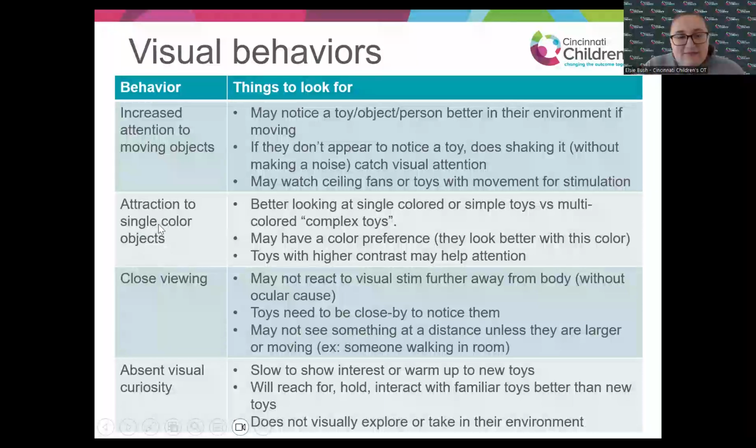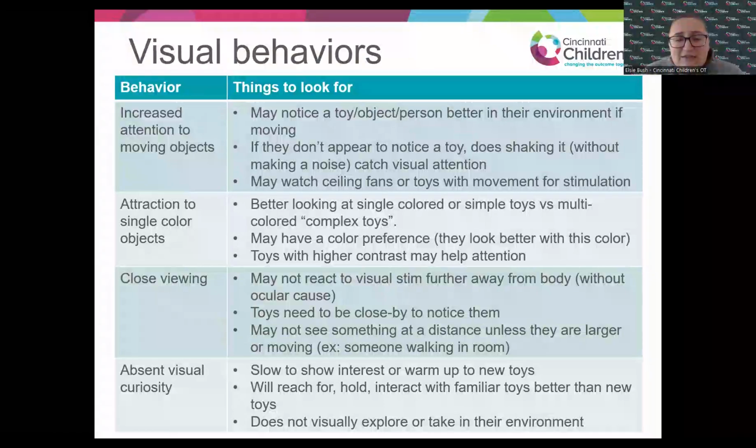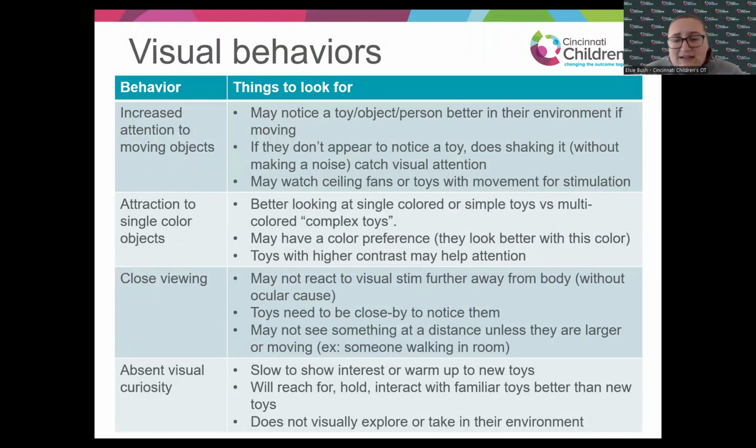Sometimes in kids with what we would consider lower level CVI, they may have a specific attraction to individual colors or a better ability to focus on a preferred color. This may come into play with single colored toys, such as things that are red or yellow, or toys that provide higher contrast that may help maintain their attention. We may see in CVI that close viewing, having things closer to them, is better for them to actually focus and fixate on them, or they may have difficulty seeing things at a further distance.